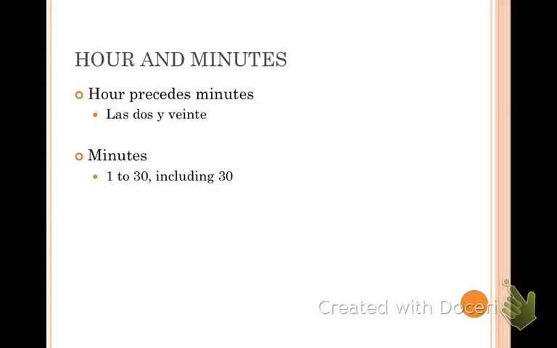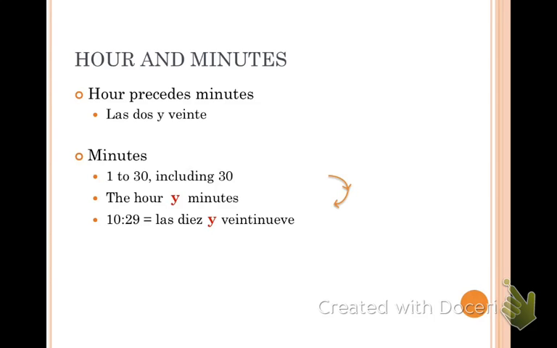All right, so minutes 1 through 30, including 30. Here's your formula in order to tell the time. You say the hour, so las dos, and then the word y, which means and, and then the minutes. So from all of our minutes on the right-hand side of the clock, we're going to use la hora, y, and then minutes. 10:29 would be las 10 y 29. 10 is our hora, and then we use the word y, and then 29 is the number of minutes.